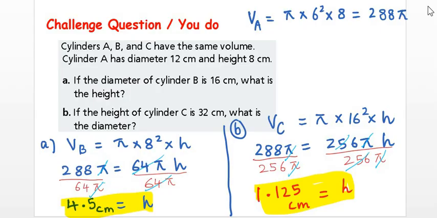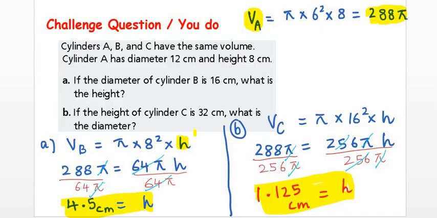Here is the answer for A and B, both parts. First you will find what is the volume for cylinder A. So as you can see here, I did it over here. This is the volume for cylinder A. Why do we have to find this volume? Because this volume of cylinder A will be replaced for the volume of cylinder B to find its height.